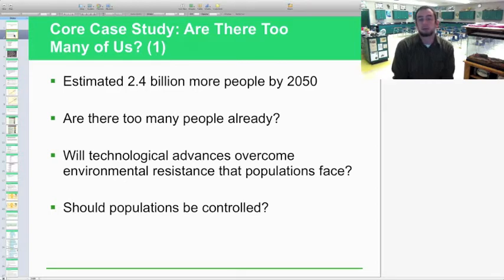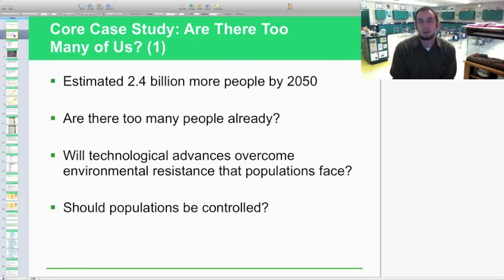It's estimated that there will be 2.4 billion more people by 2050, and we already have 7 billion. So that's 9.4 billion people by 2050. Can the Earth handle that, or are we already overpopulated as it is? Some people think that technological advances will help us overcome the environmental resistance our population faces, and that we'll still be able to thrive even in 2050 with that many people.